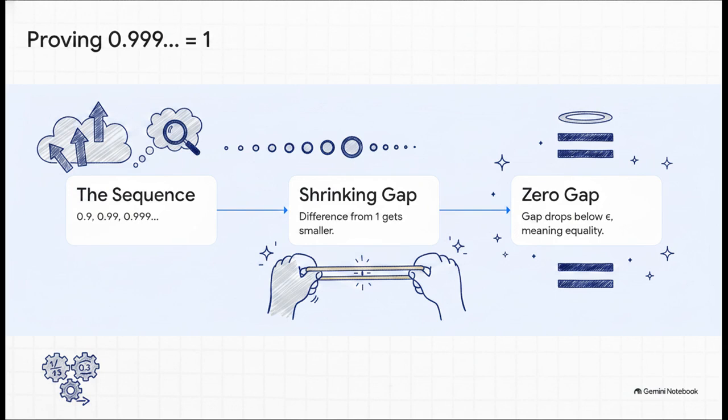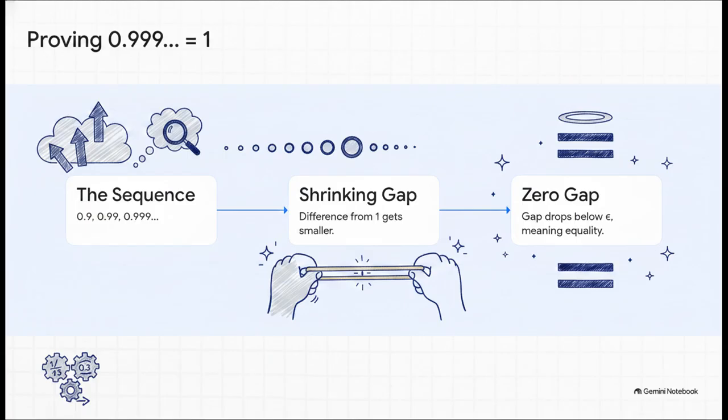All right, now let's tackle one of the most famously debated topics in all of math. Does 0.999 repeating actually equal 1? Using our factory rules, it is undeniably true. Let's look at step 1. We have a sequence, 0.9, then 0.99, then 0.999.